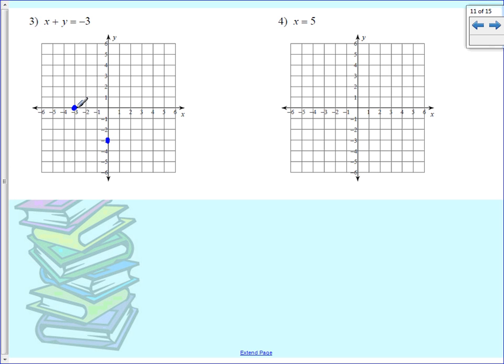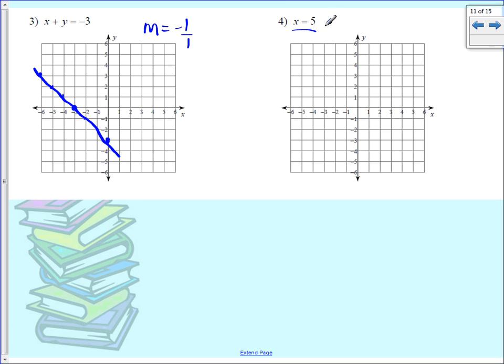So in order to get my slope, I would go down 1, 2, 3, and over 1, 2, 3. So my slope is negative 1 over 1. So you're just going down 1 over 1, down 1 over 1, and so on. And then you'll just draw your line straight through.